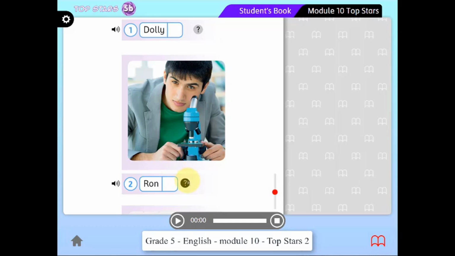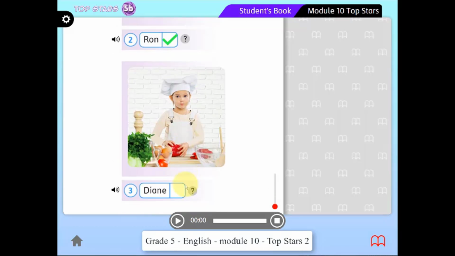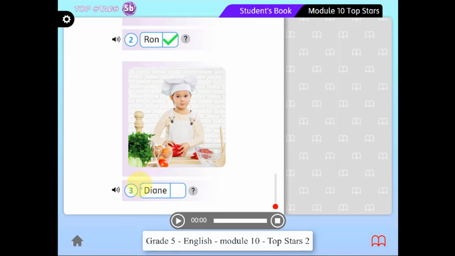Thanks. What do you think? Will Ron help his brother or not? Excellent, he will help. Why? Let me show you. In the beginning he says, I'm sorry, I can't. But then Harry insists and says it will take only 10 minutes. That's why Ron agrees in the end and says, let's do it then. So we put a tick in this box. The third picture. Look at this girl. Her name is Diane, and her sister Lucy is going to ask her for help. Okay, let's see Diane's reply.